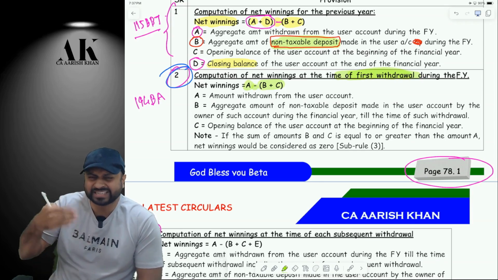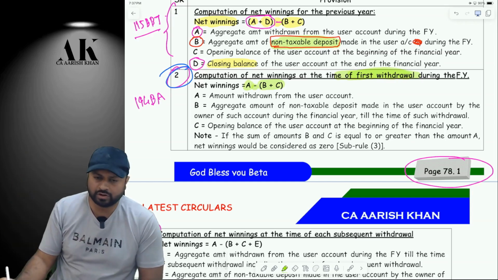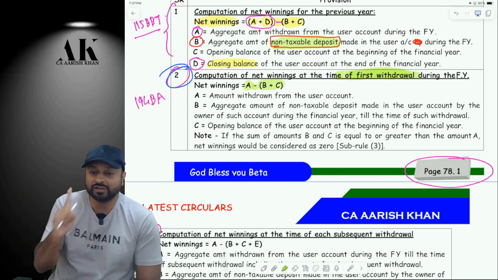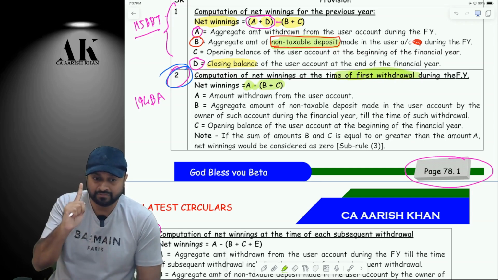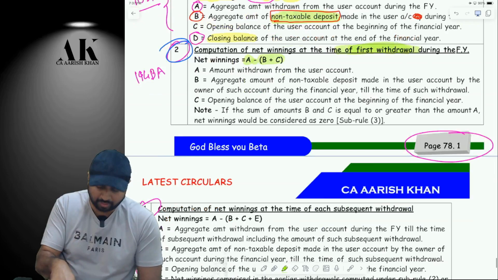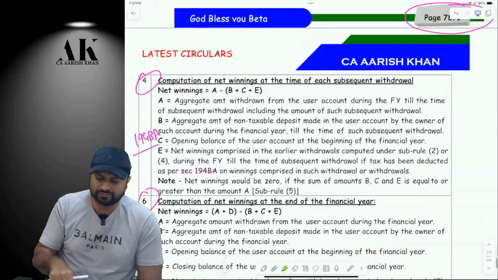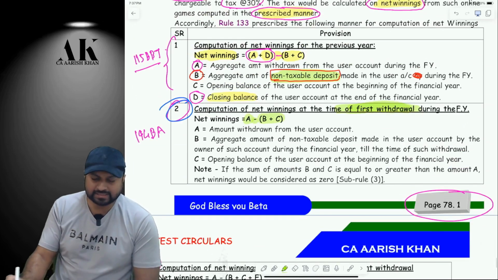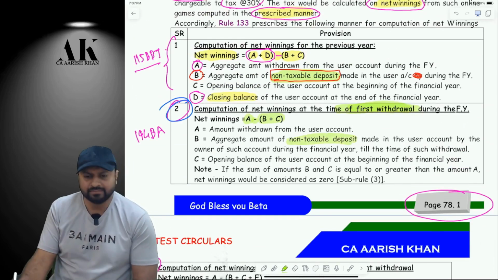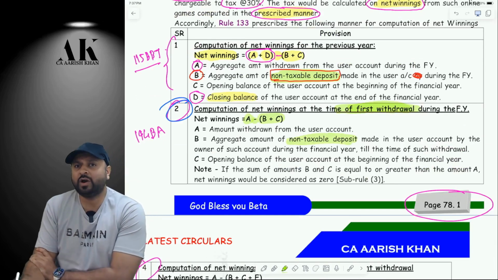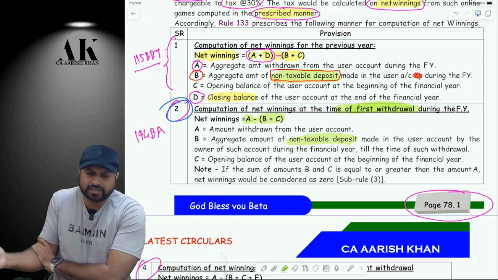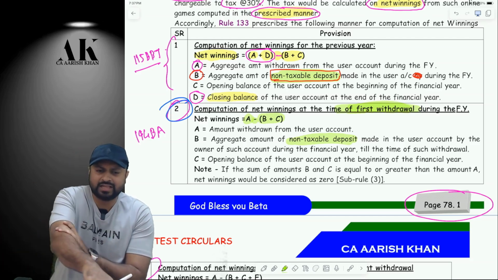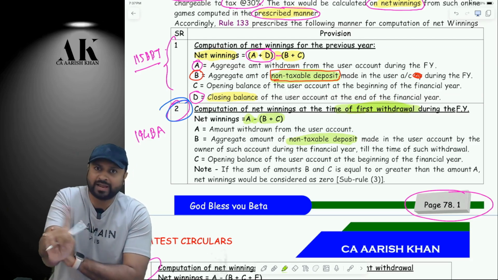Amount withdrawn. Whatever amount you have withdrawn, which withdrawal? First withdrawal of the year. Then only you will come in the box. Otherwise, you will go to the next box, if you are doing a subsequent withdrawal. Are you clear? What is B? B is the same thing, non-taxable deposit. Non-taxable deposit means what? Whatever you have deposited from your taxable sources in the Dream 11 account, on which you will not pay tax again, right?